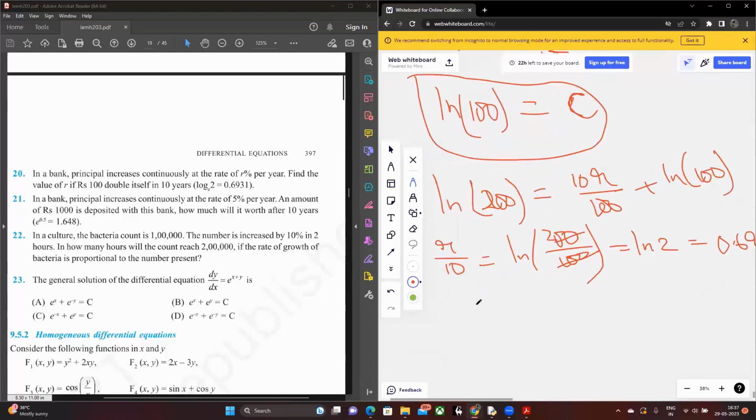0.6931. Therefore, R equals this into 10, that's 6.931%, right? R percent is 6.9.